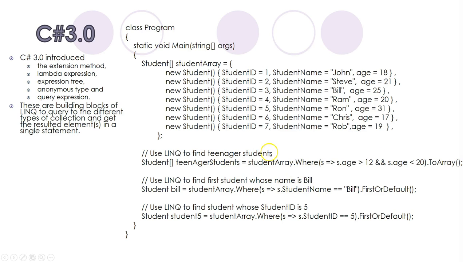So we can find teenager students. To find the first student whose name is Bill, we'll write s dot student name is equal to Bill, and then dot FirstOrDefault. Now this extension method just brings the first Bill or default, and then student 5, if student ID is equal to 5, FirstOrDefault. If you do only First, it will throw an exception.